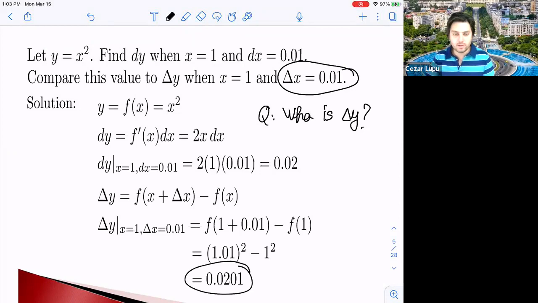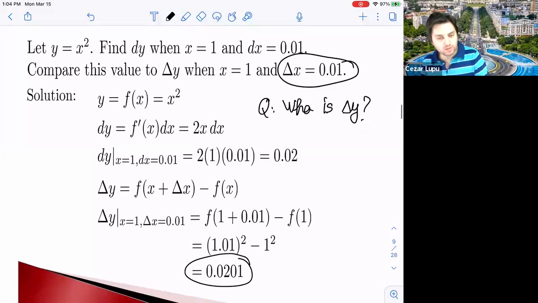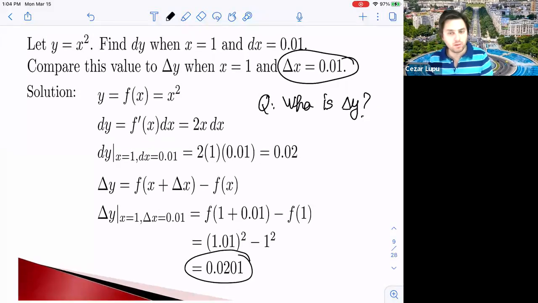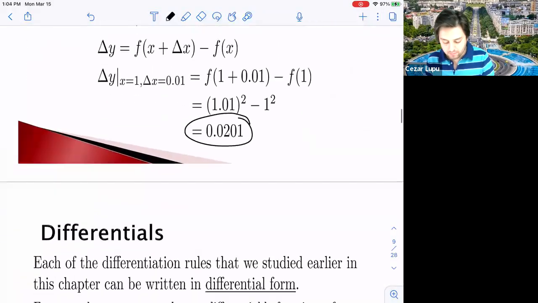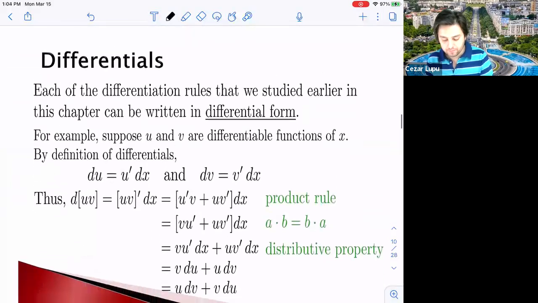Now let's see what kind of operations we have with differentials. Well, as you can see, this differential more or less acts like a derivative. So you would expect that similar properties will be valid. So let's see.